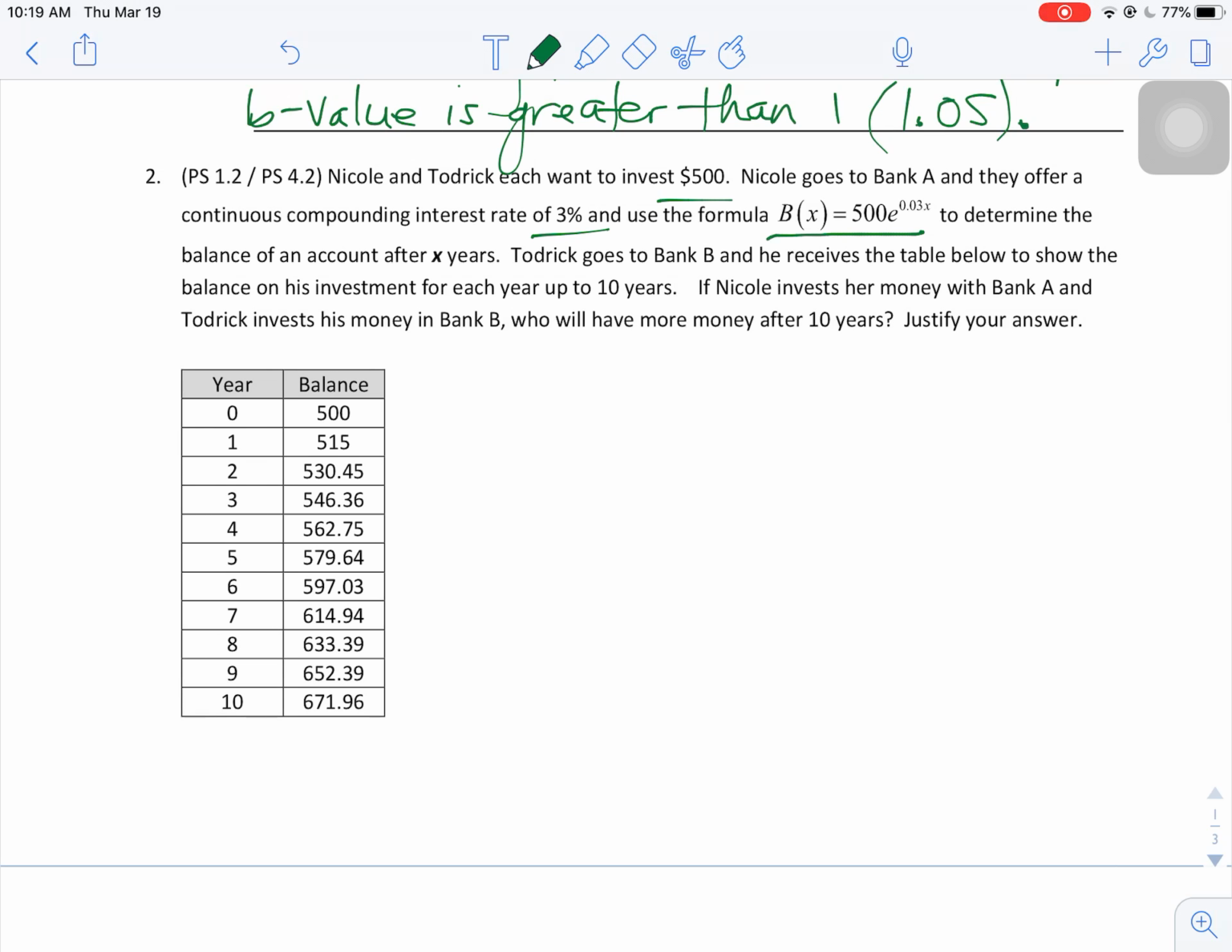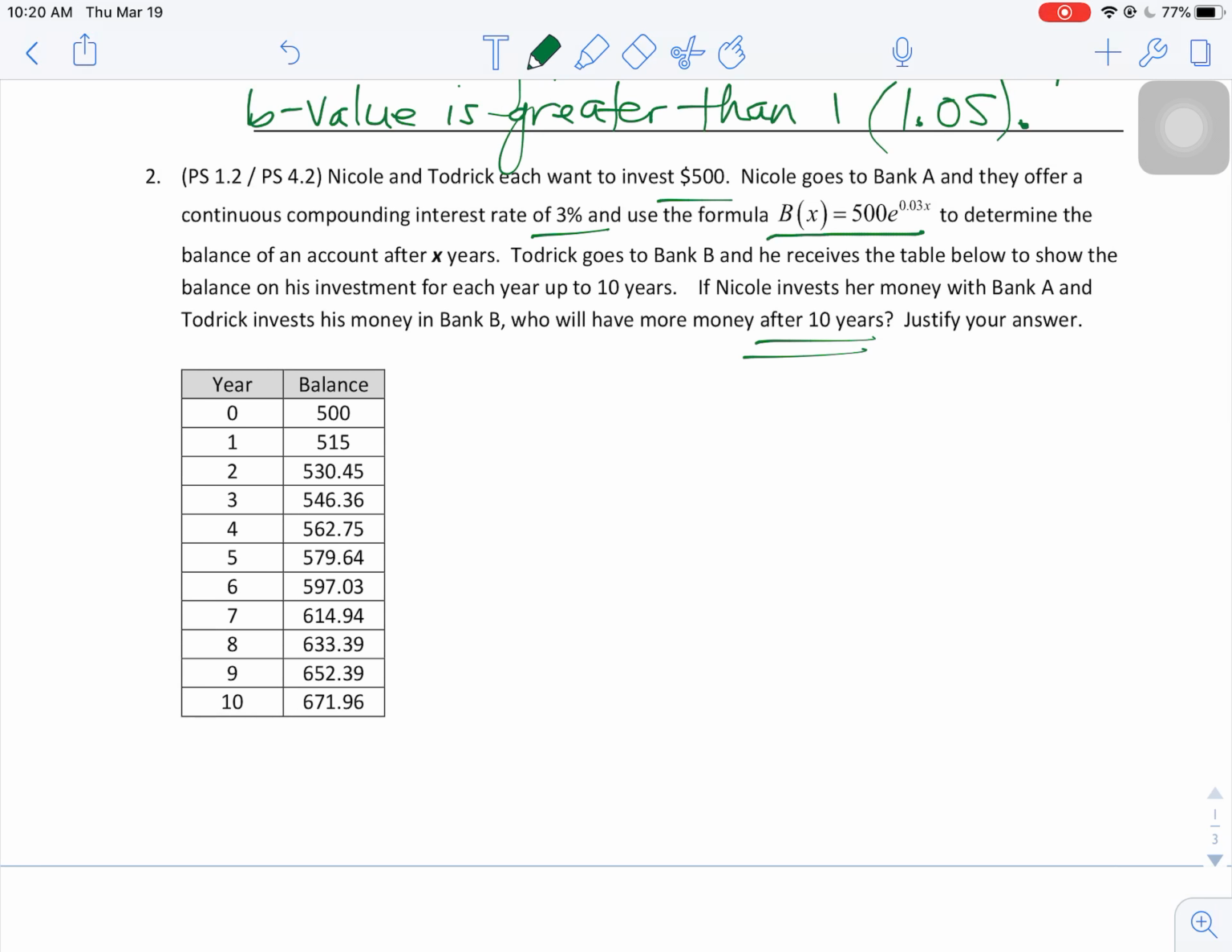Todrick goes to Bank B and he receives the table below to show the balance on his investment for each year up to 10 years. If Nicole invests her money with Bank A and Todrick invests his money in Bank B, who will have more money after 10 years? Justify your answer. So we can just justify our answer with the work. We don't need to write it in words for these purposes.